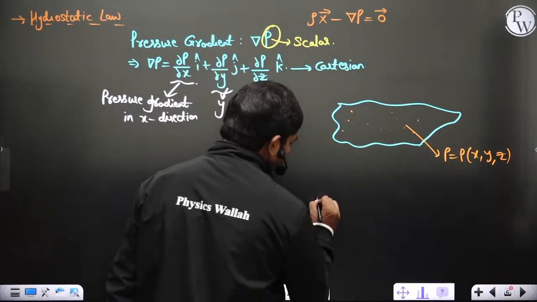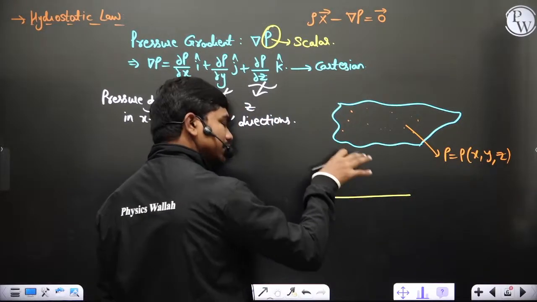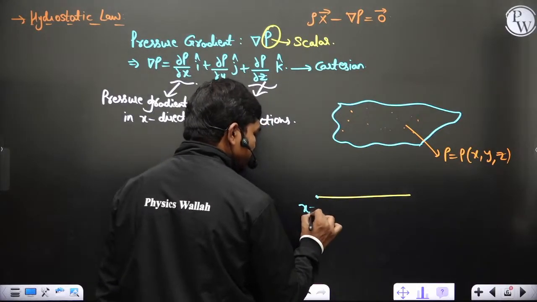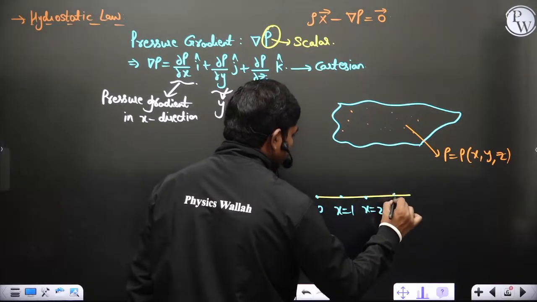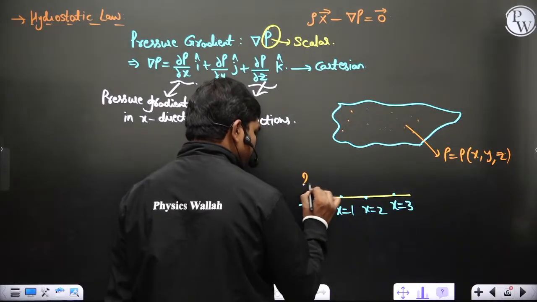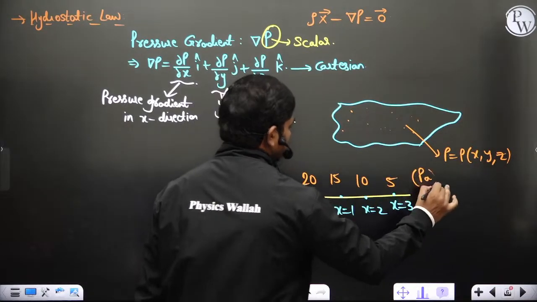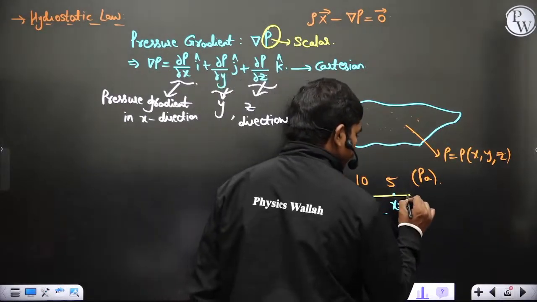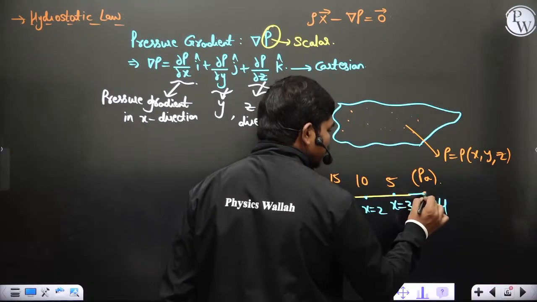Let us suppose we have a flow, for example, if some fluid is flowing. We'll see later, we'll keep this fluid in static condition, but right now let us suppose it is flowing. Let us suppose this is x equal to 0, x equal to 1, x equal to 2, x equal to 3, and the pressure values are 20, 15, 10, 5 pascals. Then if I plot the next point, x equal to 4, can anyone tell me what is the pressure at this point?